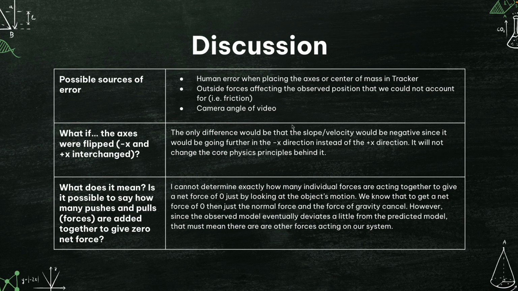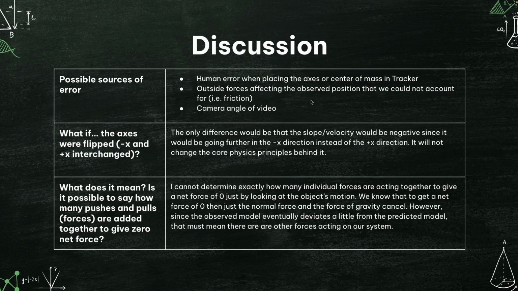So, some possible sources of error are, in Tracker, I had to manually choose the center of mass and then manually set the axes, which could slightly cause differences if the center of mass isn't perfectly accurate every single time. And then, like I mentioned, there are some outside forces that we didn't account for, which affect the observed positions, maybe such as friction. And then also the camera angle of my video in Tracker might be slightly slanted towards the end, which could affect the center of mass, which could affect the position.